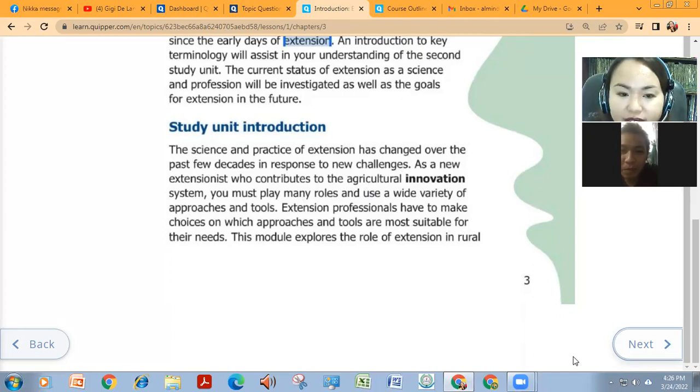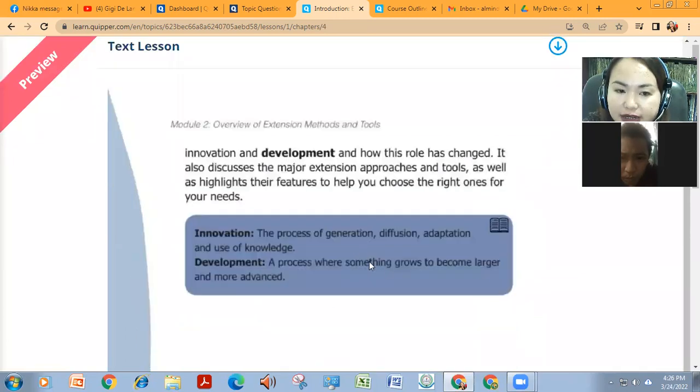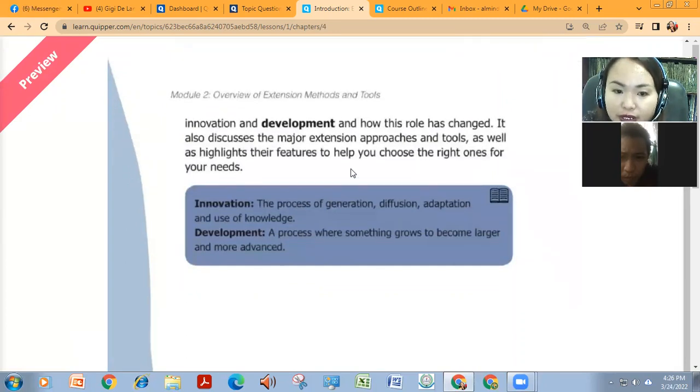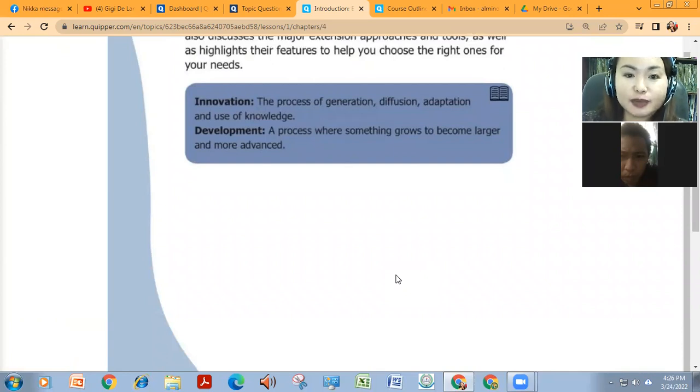So moving on, also we need to choose the correct tools, no? Kaya we are learning a lot of things. So part of innovation and development is ang change pud sa atong role. And when we speak of innovation, of course, Jason, mabasa nimo? Yes, ma'am. Can you read? Innovation, the process of generation, diffusion, adaptation, and use of knowledge. And development. Development, a process where something grows to become larger and more advanced.